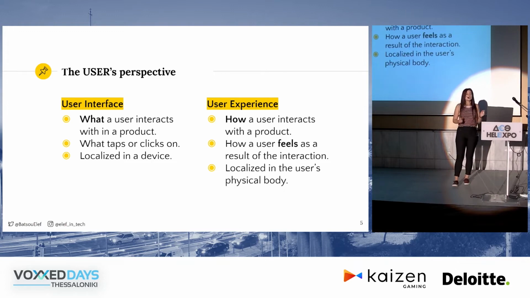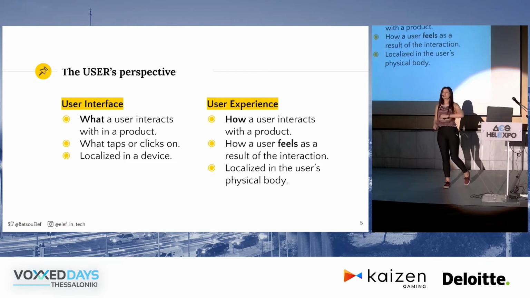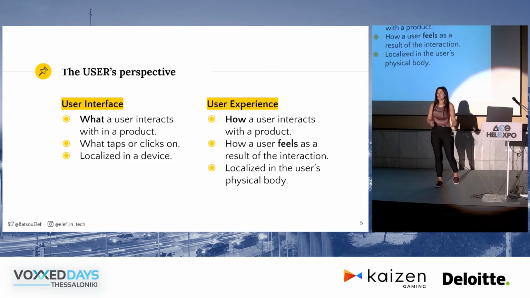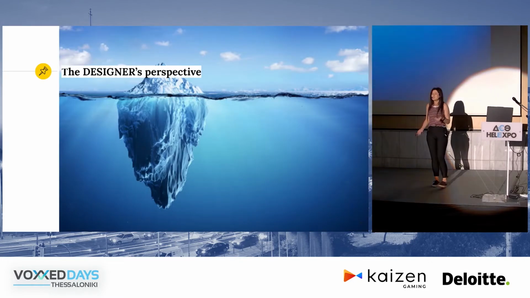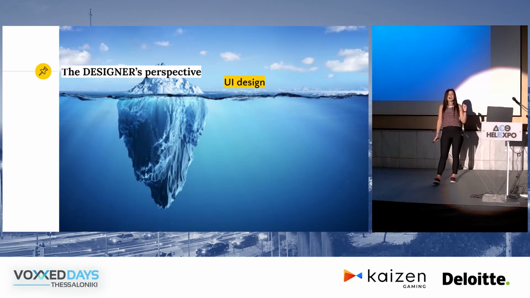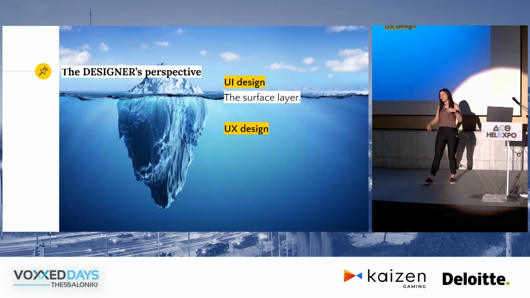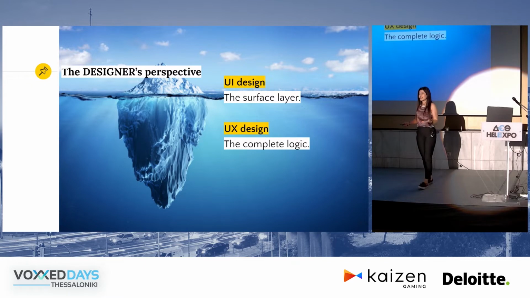On the other hand, user experience is how a user interacts with a product and how a user feels when they interact with a product, what they tap on or click on. But the whole experience this time is localized in their physical body. So we can see maybe from their face how they are standing, if they like something, if they don't like something, etc.